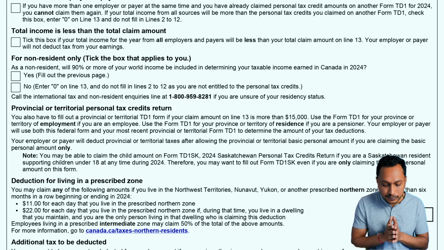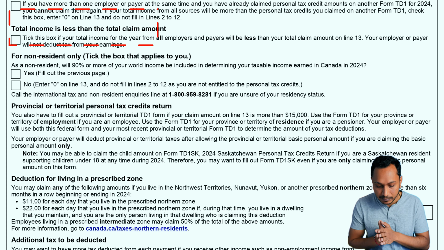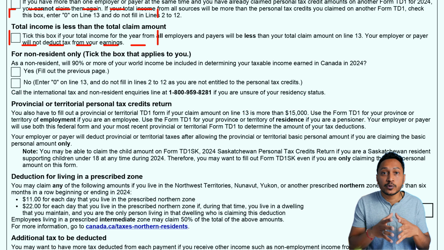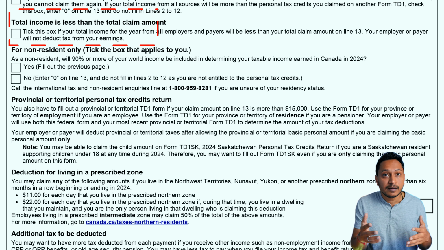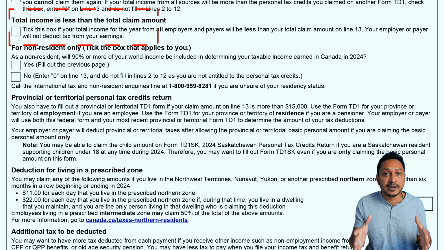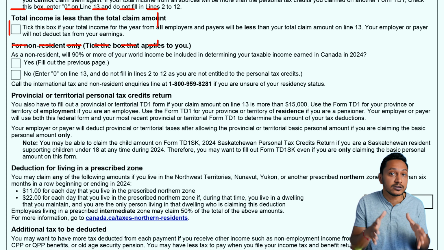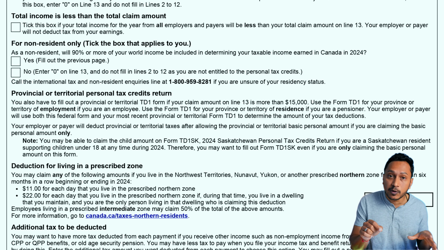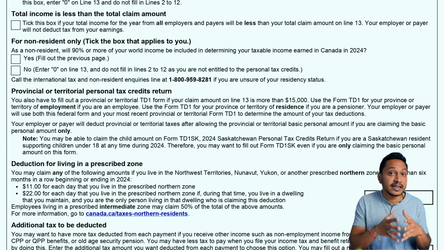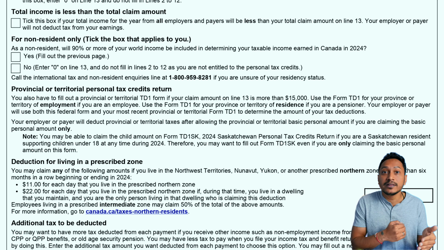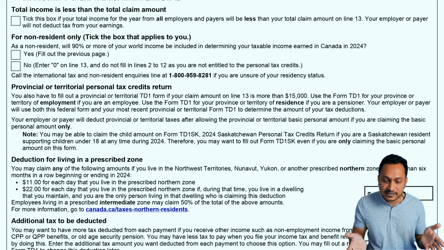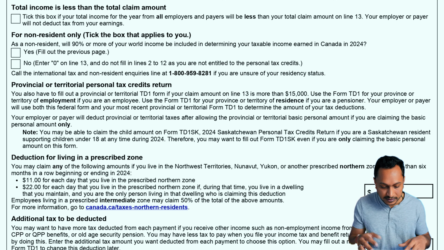The next checkbox is for the total income less than the total claim amount. Now in this case, if you want to calculate your total income, you can calculate it based on the number of hours. But if you believe that your total income will be less than $15,705 for this year, then you can just tick this box. That means the employer will know that they cannot claim any taxes because all the taxes are covered by the credits. The next section is for non-residents only, so I'm skipping this one out as well.